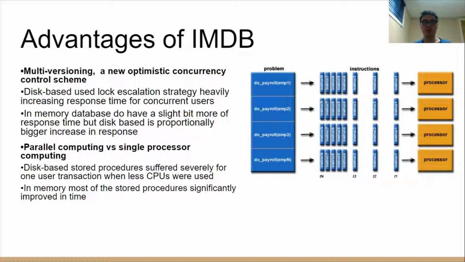Concurrency, another advantage, is that the memory databases do not have to do long escalation strategies. This means that they have a lot less response time. And in-memory databases do have a little bit of extra overhead, but comparatively speaking, you only have just a bit more than disk-based. And then for parallel computing, memory databases are actually better when you have fewer processors, fewer CPUs used, because you can significantly improve the time as one is used and it's not distributed, while disk-based suffer very severely, comparatively speaking.